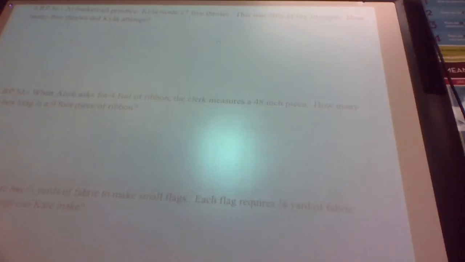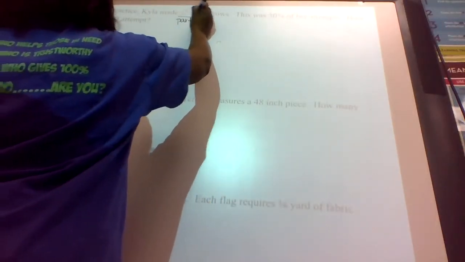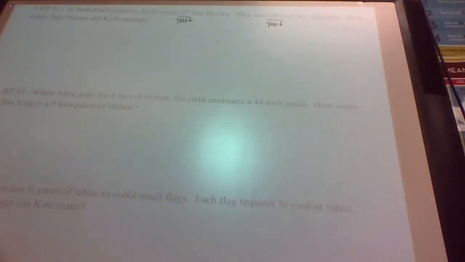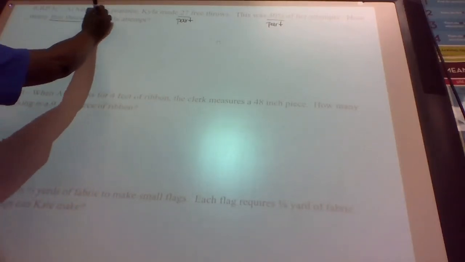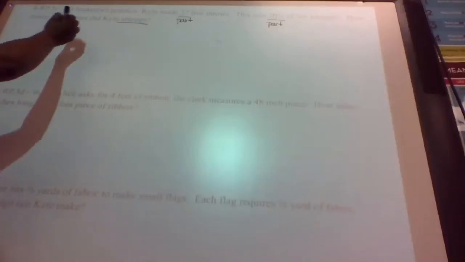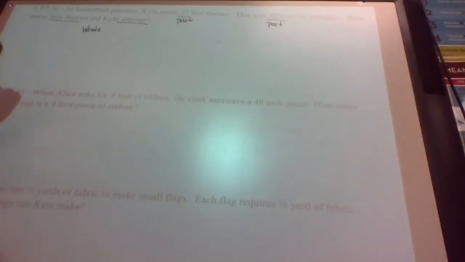Yeah, but 27 and 30 are what? Does anybody know what the 27 and the 30 represent? No, it represents a part. 27 is a part because what are we looking for? How many free throws did she attempt? So what am I looking for? The whole. Okay, I have a part, another part, and a whole. That's what I'm looking for.